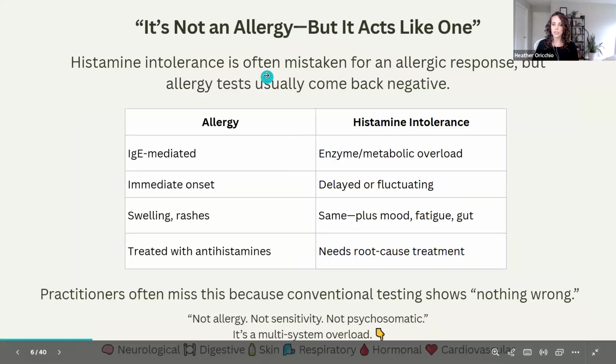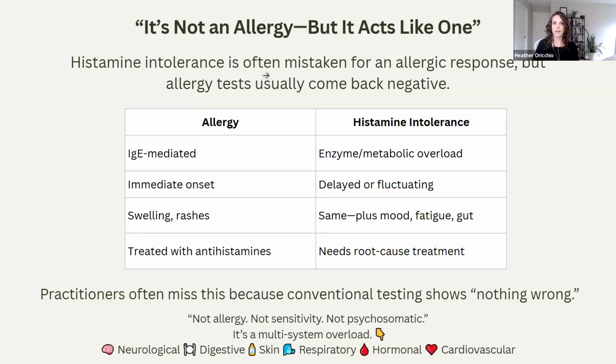So it's not an allergy, but it acts like one. Histamine intolerance is often mistaken for an allergy response, but again, the allergy tests come back negative. So let's break down, okay, what's an allergy? What's histamine intolerance? An allergy is going to present with an IgE-mediated response.